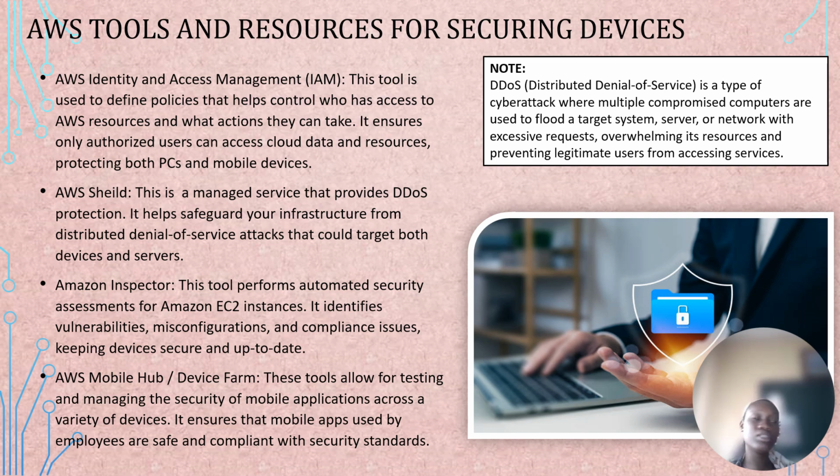Another tool is the AWS Shield. This is a managed service that provides DDoS protection. Just for a little bit of info, DDoS is a distributed denial of service cyber attack, where multiple compromised computers are used to flood a target system with a lot of traffic and excessive requests. Through this, a lot of malicious software and tools can be passed into your company's system without you knowing. That is why AWS Shield is a very good tool for protecting against any of this.